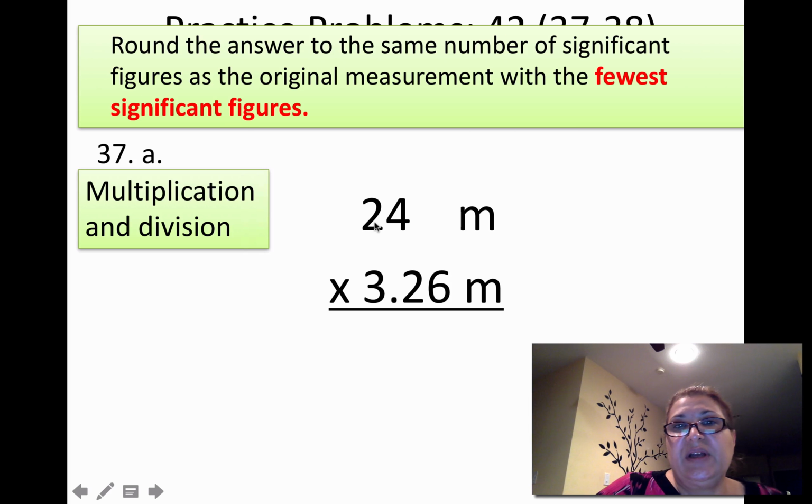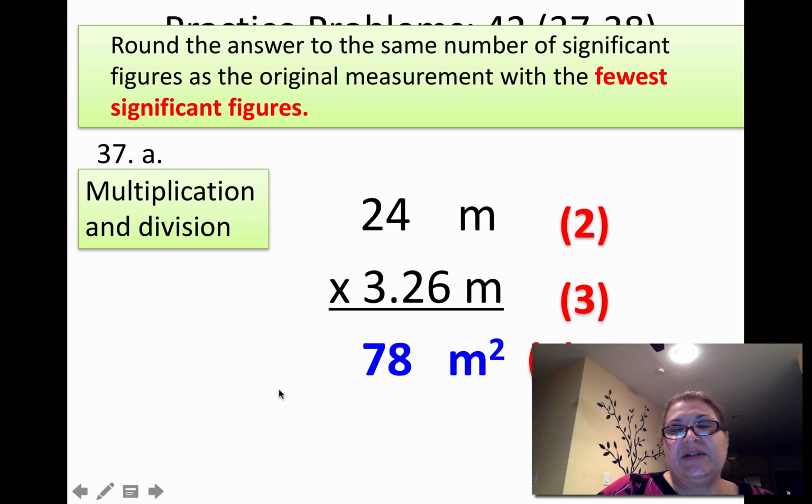37, you multiply, so it's significant figures. This one has 2 significant figures multiplied by 3 significant figures. Your answer has to have 2 significant figures after you multiply. So 78 meters squared, because meter times meter is meter squared.